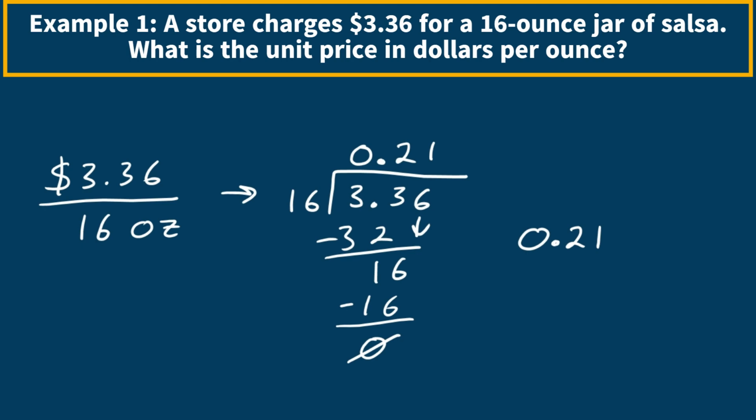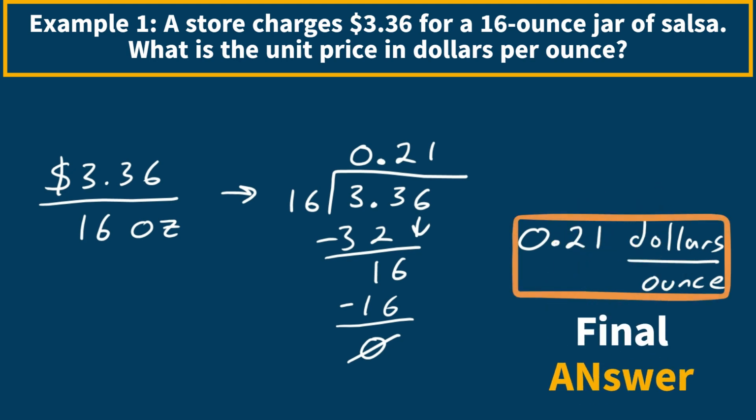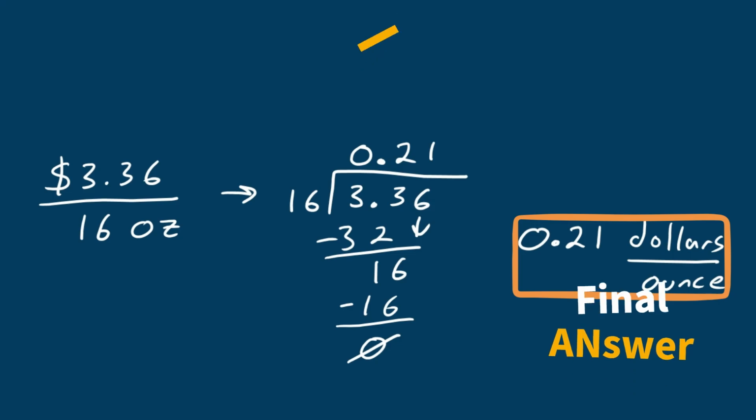So what we did first was we divided dollars by ounces. So that means our answer should be in dollars per ounce. Like that. So 0.21 dollars per ounce is our final answer.